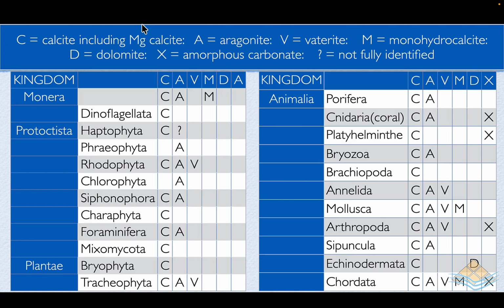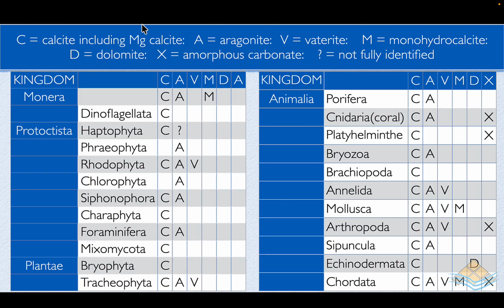Mollusks, we see calcite, aragonite, vaterite, and sometimes early forms of calcite are preserved in some of the molluscan structures as monohydrocalcite. Arthropods, calcite, aragonite, vaterite. The sipunculids, calcite and aragonite. The echinoids, calcite. And in the teeth of some echinoids, we see sufficiently high magnesium carbonate levels to get an early protodolomitic association. So we can actually see dolomite forming in the teeth structures.